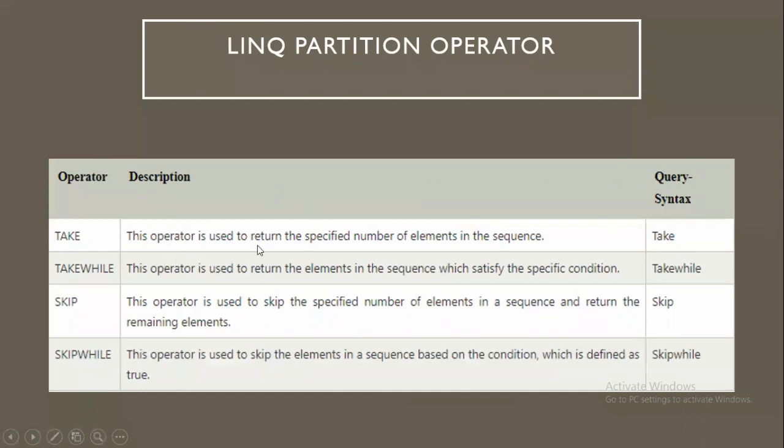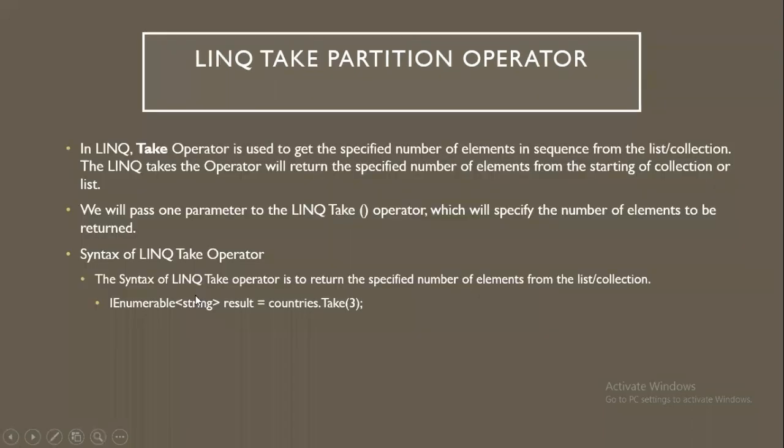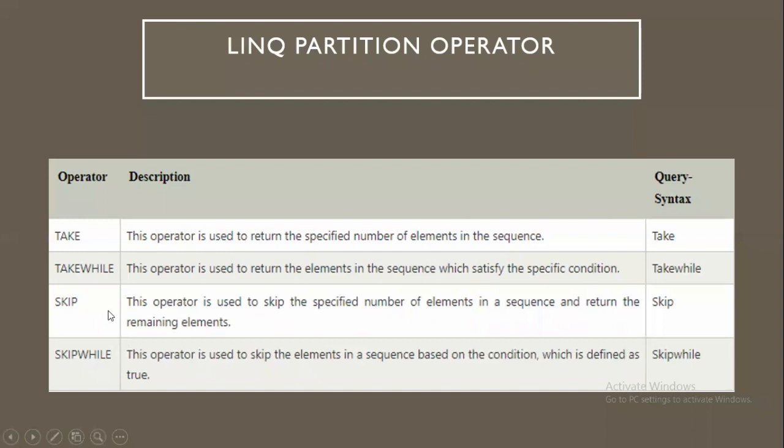Now, operator description and query syntax for that. Take: this operator is going to return a specified number of elements in the sequence. Take while: this operator is used to return the elements in a sequence which satisfy a specific condition. We'll use it always with a specific condition. Skip: this operator is used to skip a specified number of elements in a sequence and return the remaining elements. Skip while: used to skip the elements in a sequence based on a condition which is defined as true. So take while, skip while.